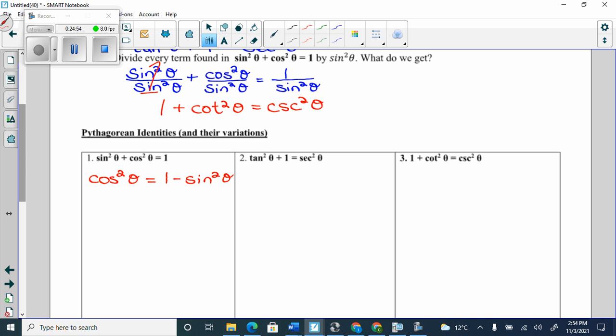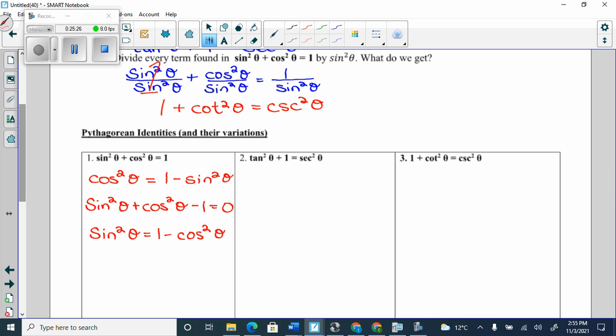Move them all to one side? Yeah, sure. Sine squared theta plus cos squared theta minus 1 equals 0. What else could we do? Let's say minus cos on the other side. So we get the same thing up here, but instead of it being minus sine, it would be minus cos. So sine squared theta equals 1 minus cos squared theta.